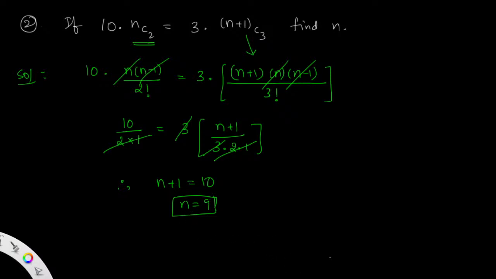So write the formulas: nC2 first, and then (n plus 1)C3. nC2 is nothing but n into n minus 1 by 2 factorial. (n plus 1)C3 is nothing but n plus 1 into n into n minus 1 divided by 3 factorial. So after cancellation, you get the value n equal to 9. This is question number 2, and similarly go to question number 3.